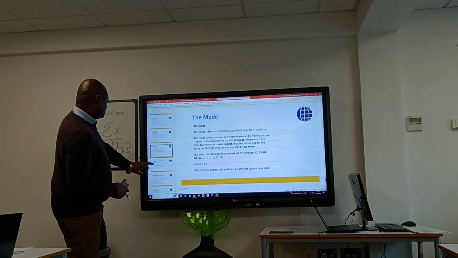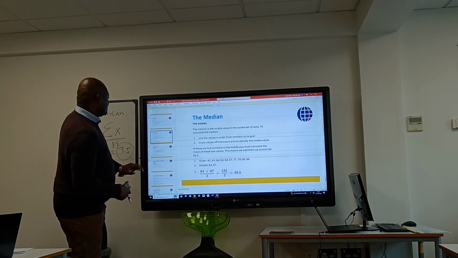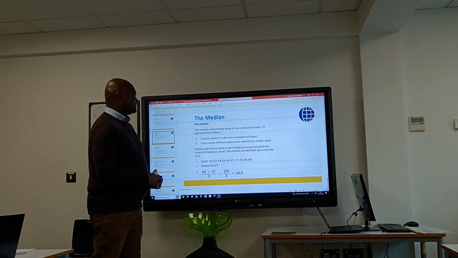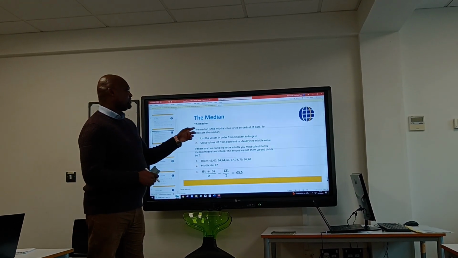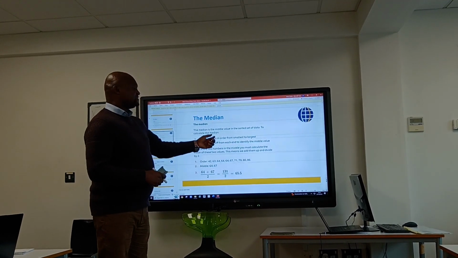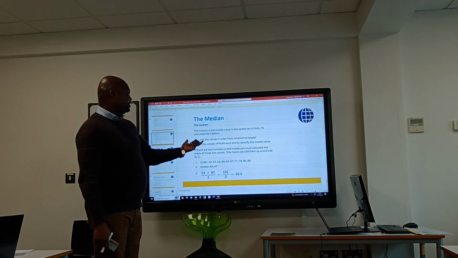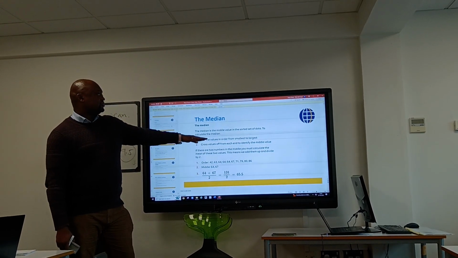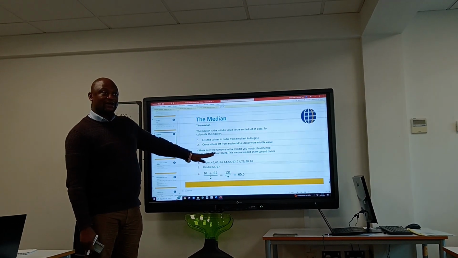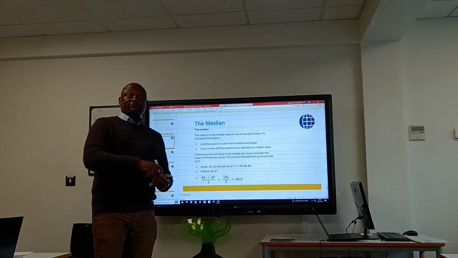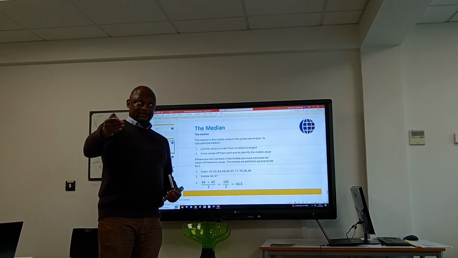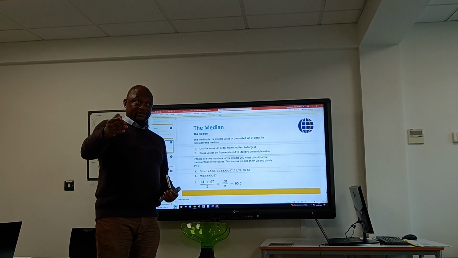After the mode, what else? Median. Let's go to the median, guys. What is the median? The median is the middle value in the sorted set of data. Now, to calculate the median, number 1, what do we do? List the values in order from smallest to largest. Do you remember the numbers we had? Exactly. So start from the smallest to the bigger number. That's how you do it. Is that okay, guys? For the median.